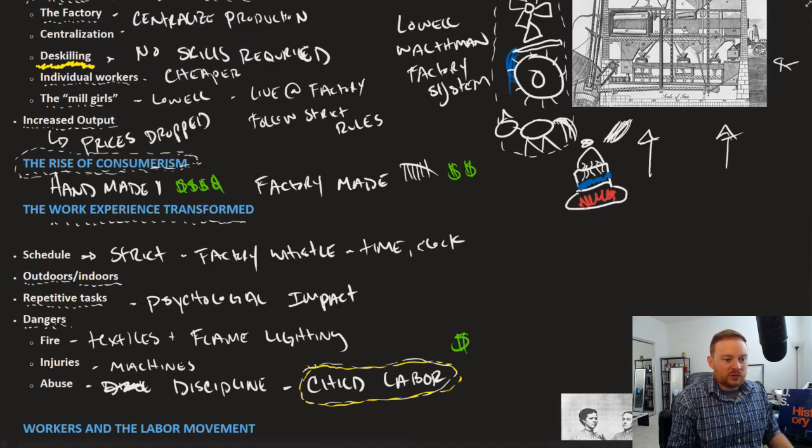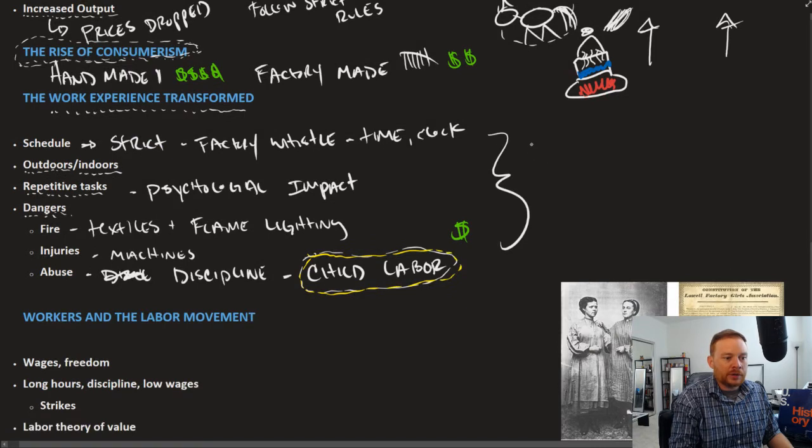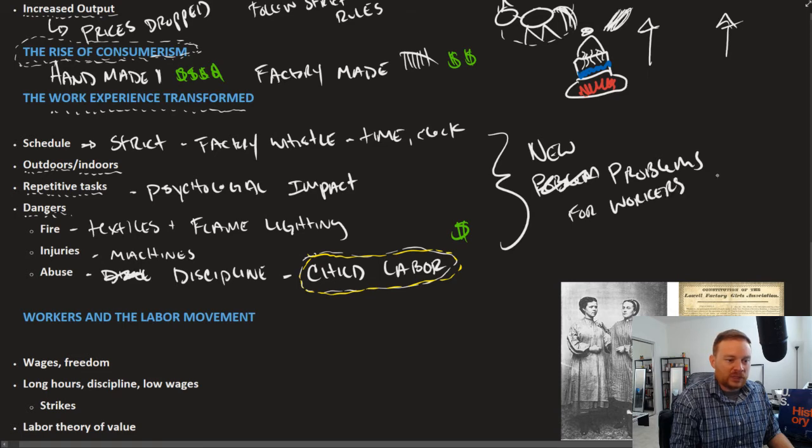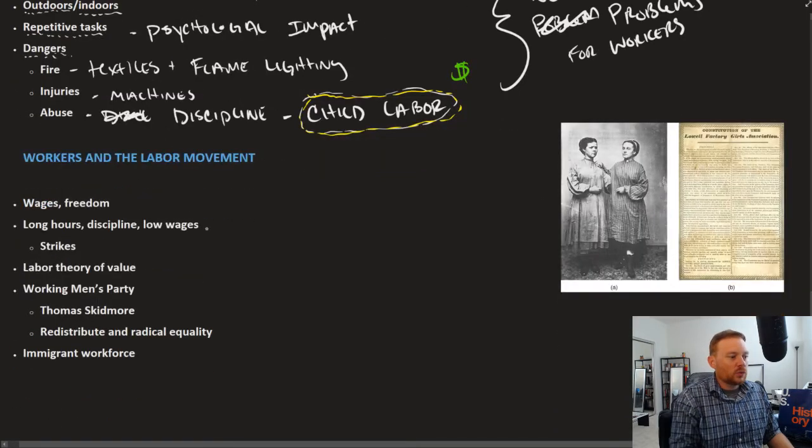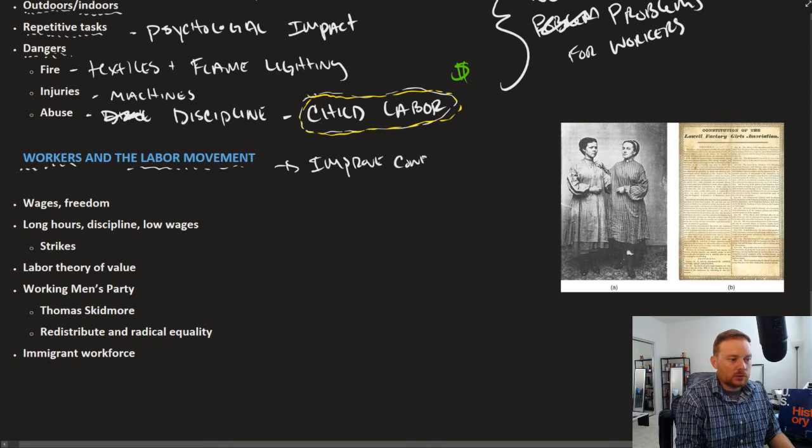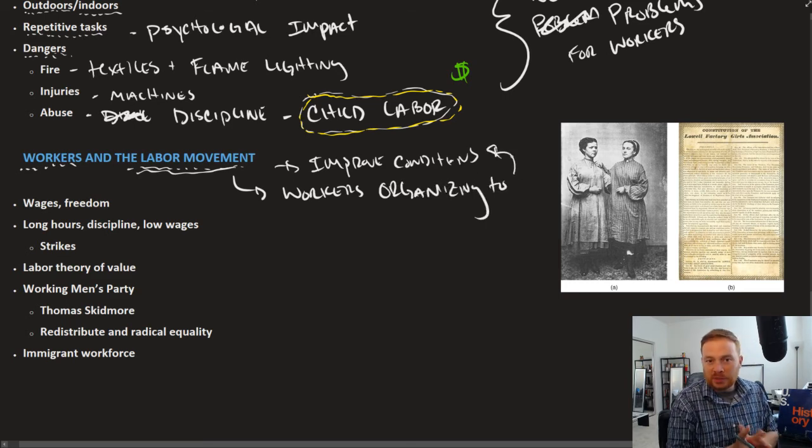And so this led to new problems, right? New problems for workers that they really had never had before. And in an effort to combat that, workers, or the labor movement, sought to improve conditions. All right, the labor movement is workers organizing to, and then we'll just point right back up here, to improve conditions, right?